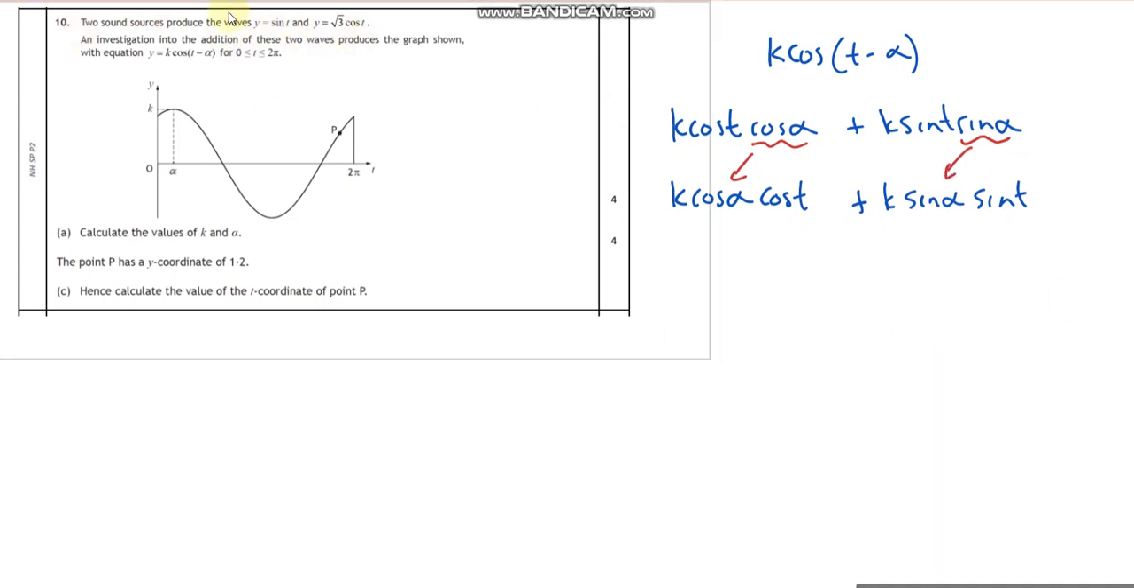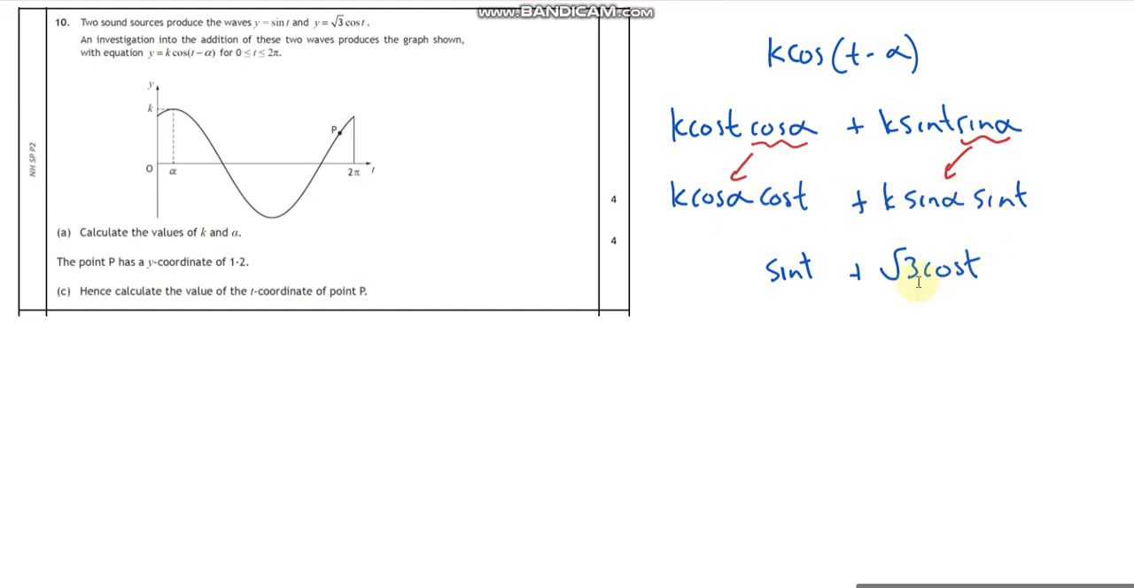Oh, it's a bit different, isn't it? Usually we were told what our function is, but this is saying two sound sources produce two waves. An investigation into the addition of these waves shows this graph. So what does that mean? Well, it means that sine t plus root 3 cos t is going to be equal to our function. So this has to equal this.